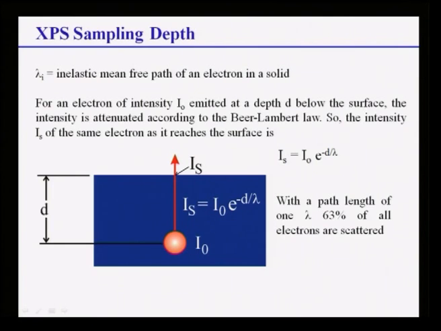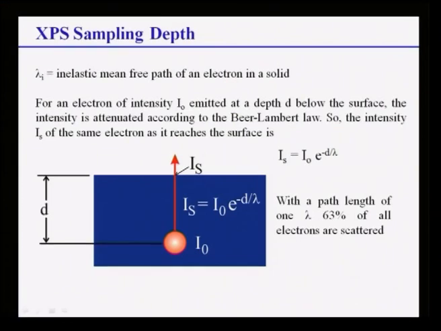Second thing which you must know before proceeding further is the sampling depth: how much information is coming from what depth of the sample. Normally we use the same kind of formula as for X-rays, but because here it is the electrons coming out after generation from the sample surface. If we know lambda, the inelastic mean free path of an element in a solid, we can do that.